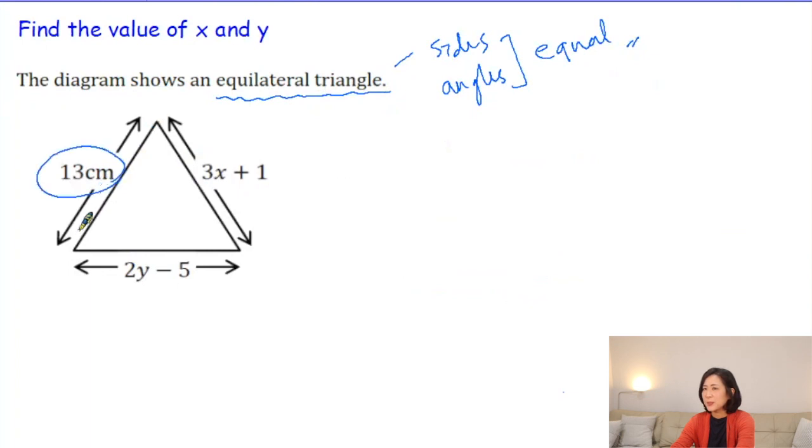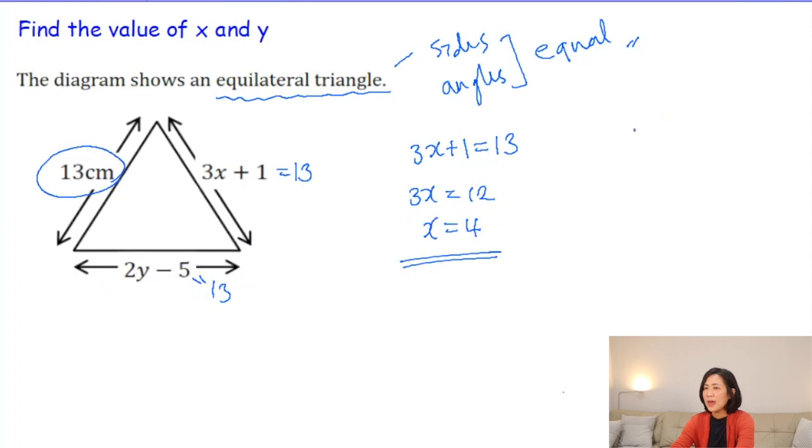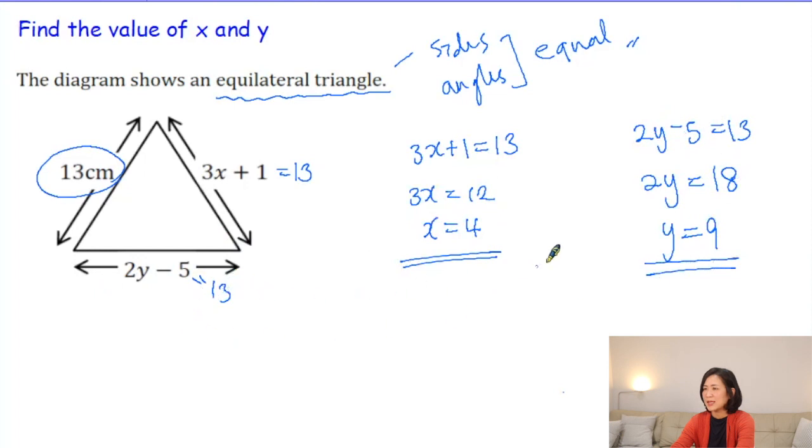Can you spot one of the sides that has a certain centimeter? That means all of the other sides are 13 centimeters. Let's come up with our equations. 3x plus 1 equals 13. Then let's find our x. 3x equals 12 and x equals 4. Then the other side is 2y minus 5. This is 13 as well, so 2y equals 18. Then y equals 9. So x is 4 and y is 9.